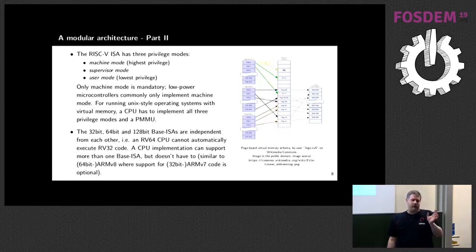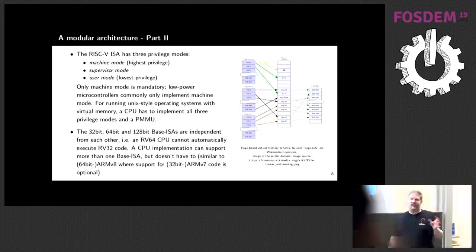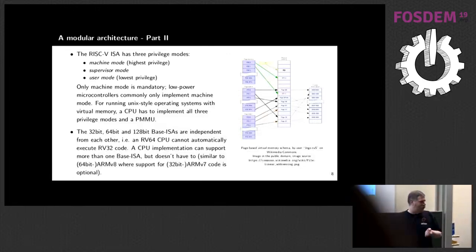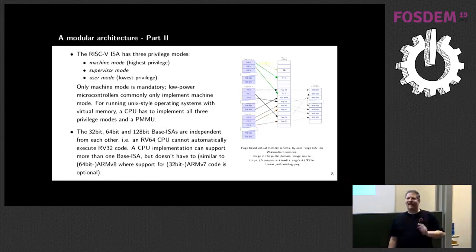The 32, 64, and 128-bit ISAs are actually independent from each other. That's probably strange to people who are used to Intel architecture, where every 64-bit CPU also runs 32-bit code. That's not the case on RISC-V. We have a similar effect on ARM64. ARM64 CPUs can optionally support 32-bit code, but they don't have to. And actually, there's quite a bit of ARM64 servers which only run 64-bit code and no 32-bit code.